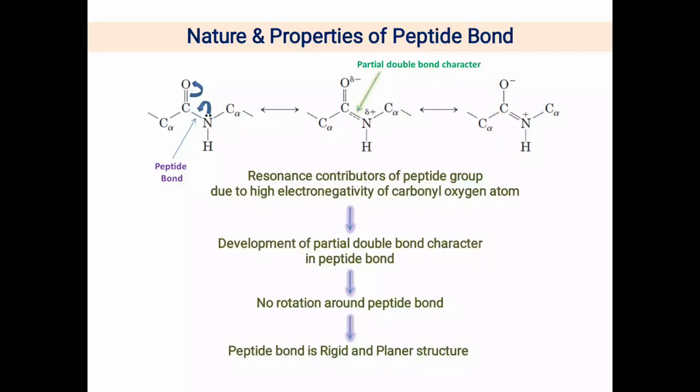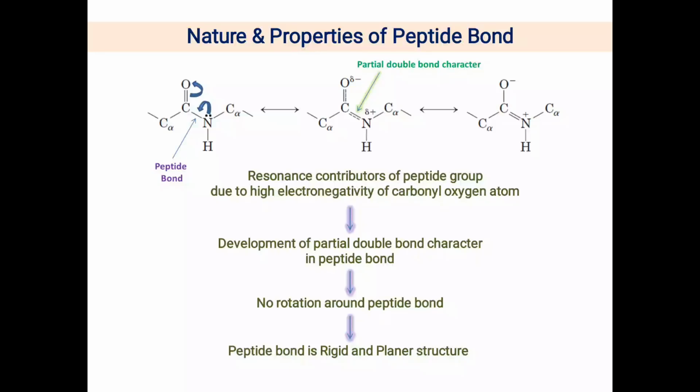So, just because of the resonance stabilization, the middle of the structure is stabilized, therefore, there is a partial double bond character. Or you can say, if you measure the length of this peptide bond after X-ray crystallography, you will find that the bond length is between a single bond and a double bond. That is not purely a single bond and that is also not purely a double bond.